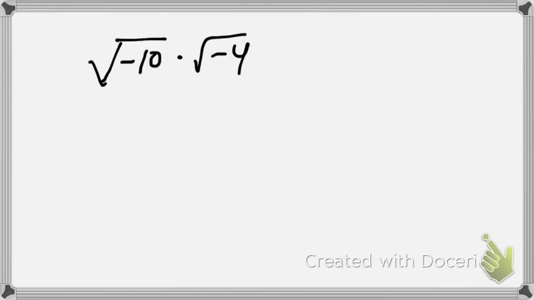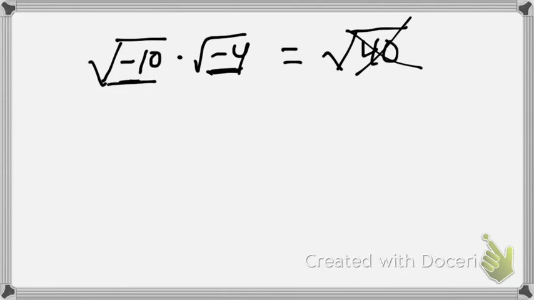Okay, here's another multiplication of two radicals that have two negative radicals. Again, we cannot say that this equals the square root of 40, because negative 10 times negative 4 gives us a positive 40. You can't do that. Order of operations: before you multiply, you have to deal with the square root of negative 10 and the square root of negative 4. You have to figure out what those are before you multiply them together. So that's what we're going to do.